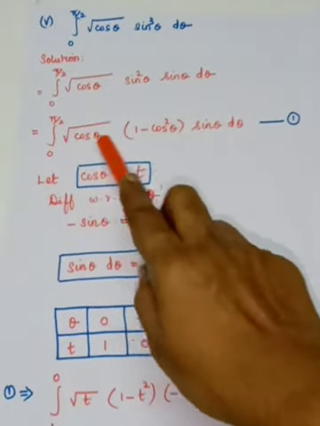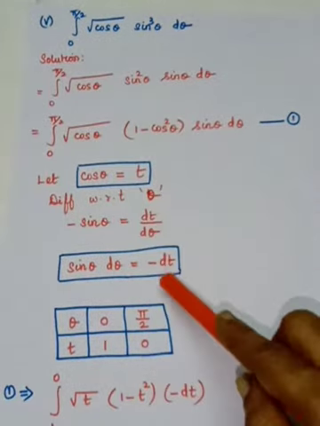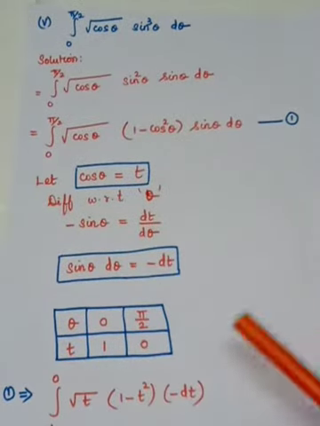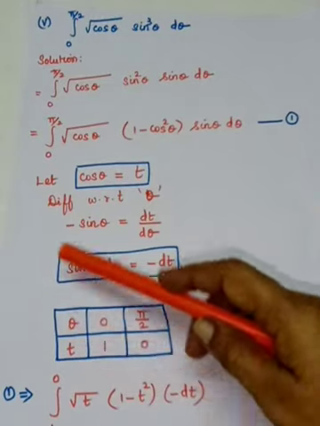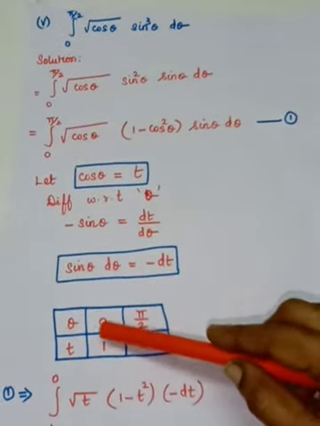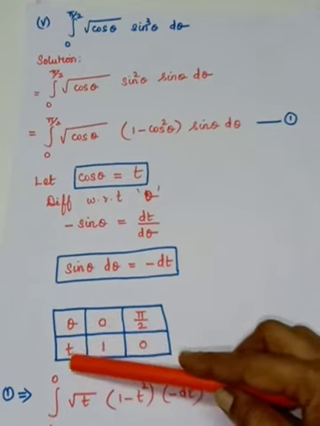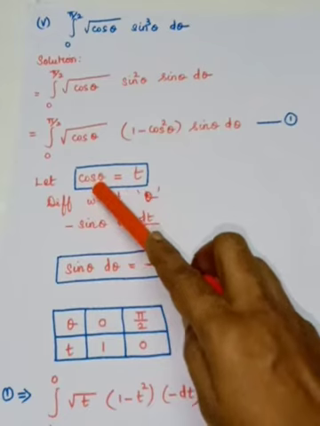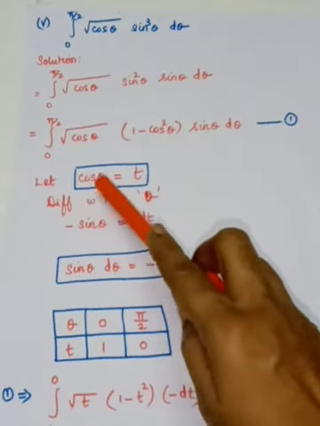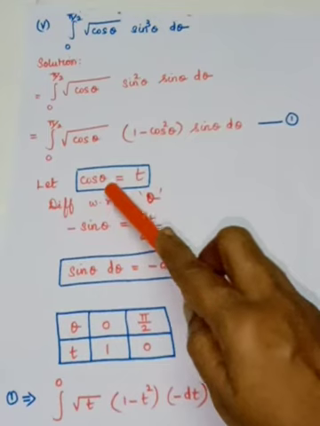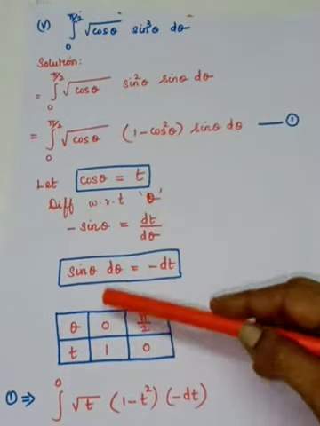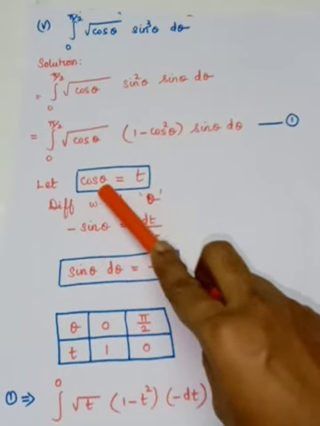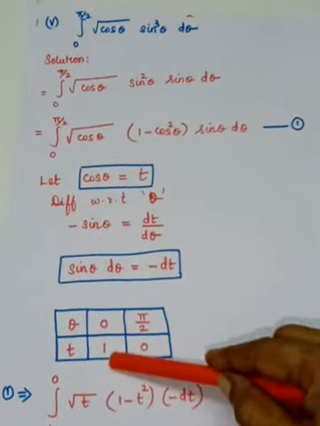Okay, so you see that the terms are changed in terms of t. So the limits also we have to change in terms of t. First the limits are in theta, 0 and pi by 2. You are going to change in terms of t. So you take the relation between theta and t. What you are having? Cos theta is equal to t. Theta is now 0. So in the place of theta, if you substitute 0, cos 0, what is cos 0? It is 1. So t is equal to 1.